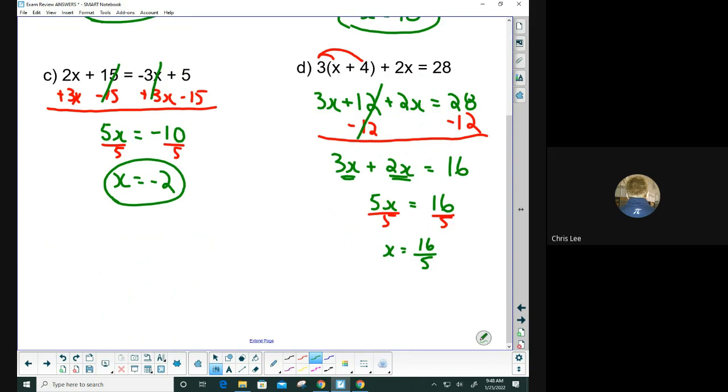I feel like I've made a mistake someplace. Oh, 3.2? Yeah. Well, help me out. Which is it? Oh yeah, 3.2. 16 divided by 5 is 3.2. That's right. I get where you're thinking there. So it's okay if we end up with a decimal or a fraction as long as it's reduced.